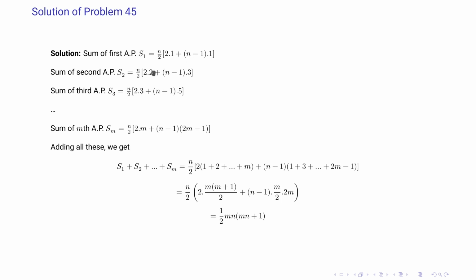into d. For the second AP, the first term would be 2 and the common difference would be 3. For the mth AP, it would be n by 2 into 2 into m plus n minus 1 into 2m minus 1. So we take out the sum of this. This would be n by 2 into 2 times the first terms, 1 plus 2 up to m, and the common differences, 1 plus 3 up to 2m minus 1. So we apply the formula, and we get the result as half mn into mn plus 1.